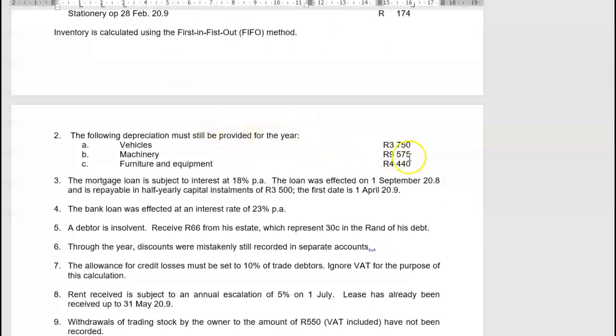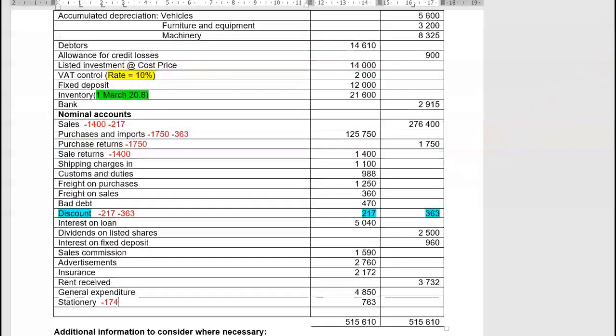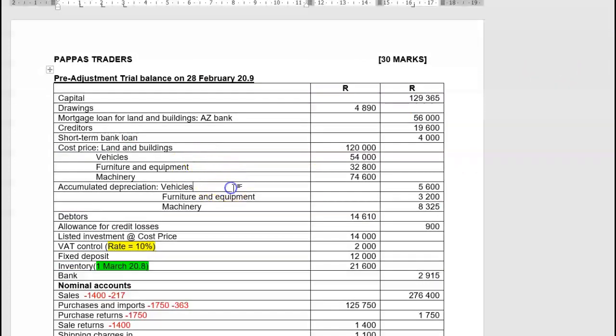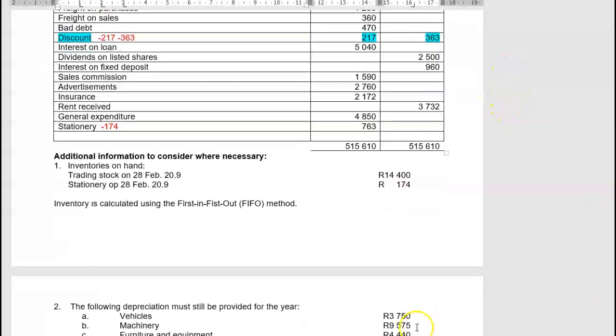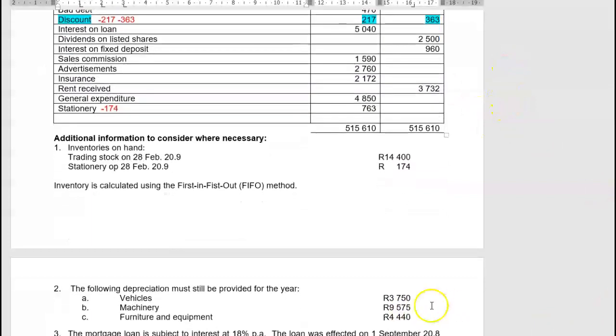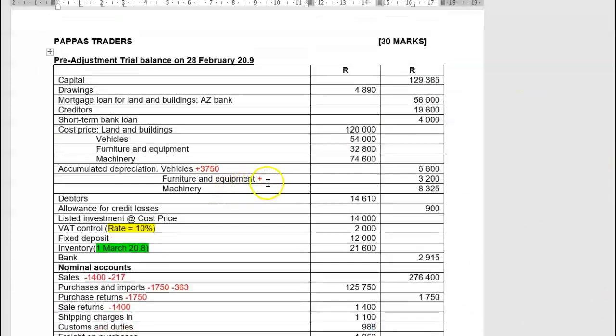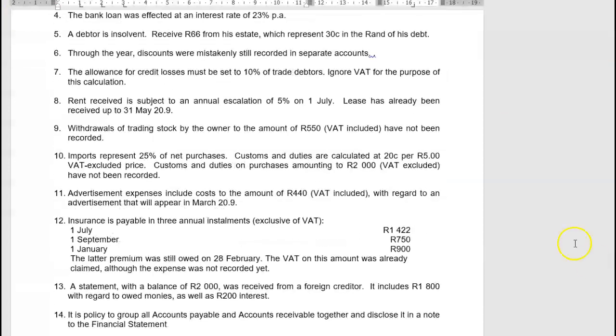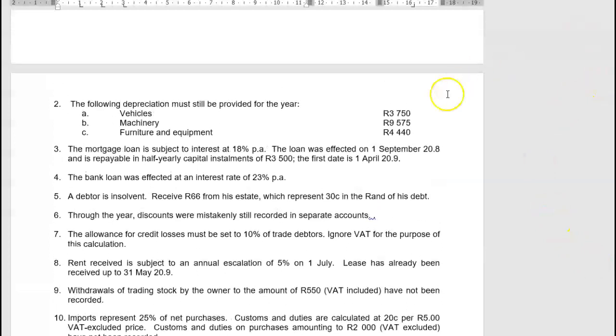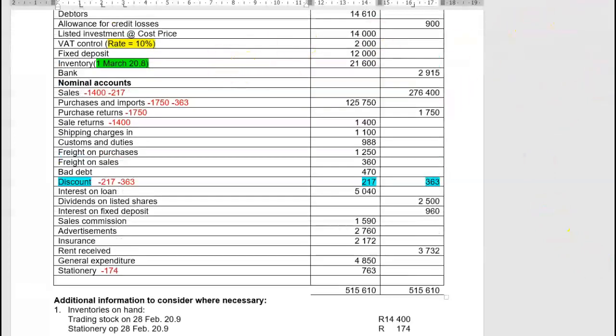The following depreciation must still be provided for the year: vehicles, machinery, and furniture and equipment. So you're going to add that to accumulated depreciation for each. Vehicles plus 3,750. Furniture and equipment, you're going to add the current year's depreciation, which is the last one there, 4,440. And then machinery, you're going to add to your accumulated depreciation the depreciation charge for the current financial year of 9,575.